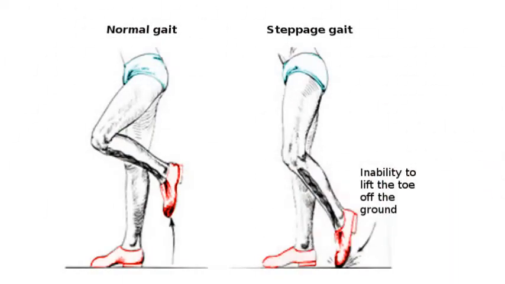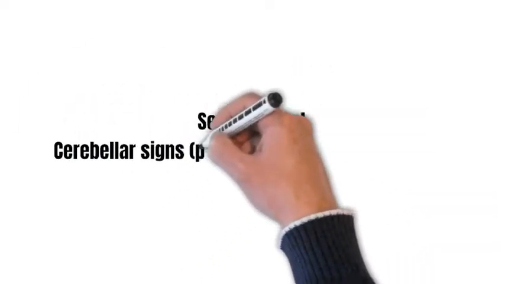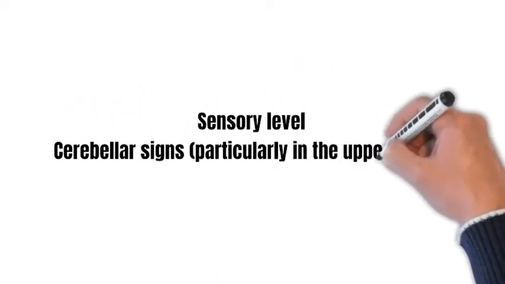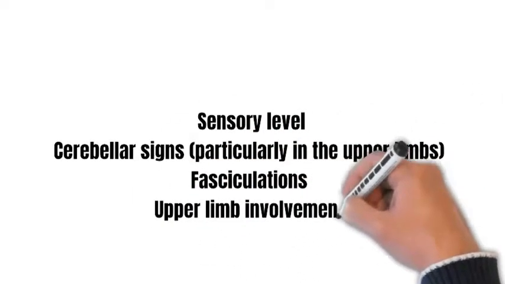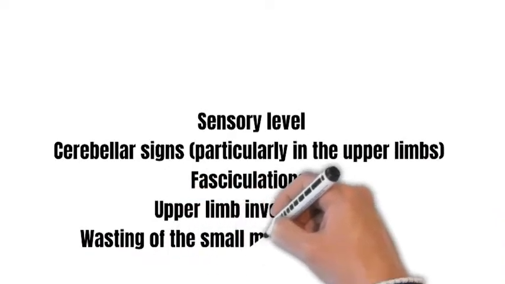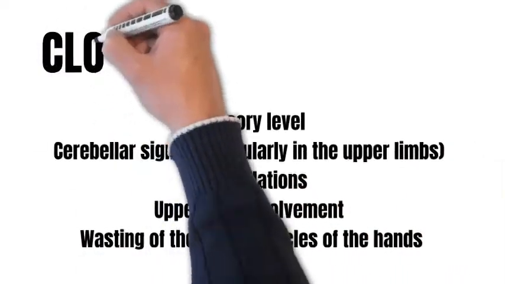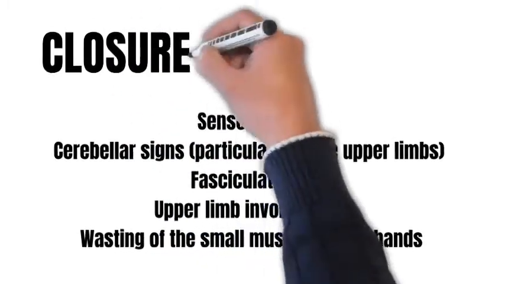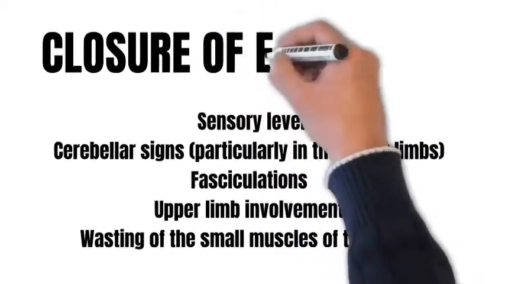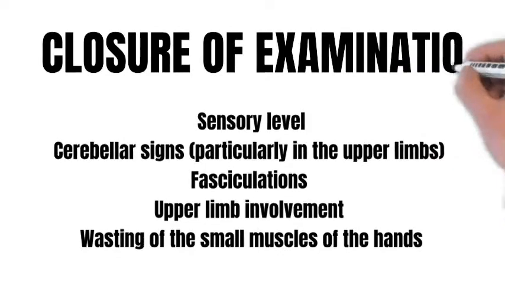When presenting the findings, it is important to mention the absence or presence of a sensory level. Try to give a cause. In addition to sensory findings, in a patient with spastic paraparesis, the following features can help to identify the underlying cause: cerebellar signs, particularly in the upper limbs, fasciculations, upper limb involvement, wasting of the small muscles of the hands.